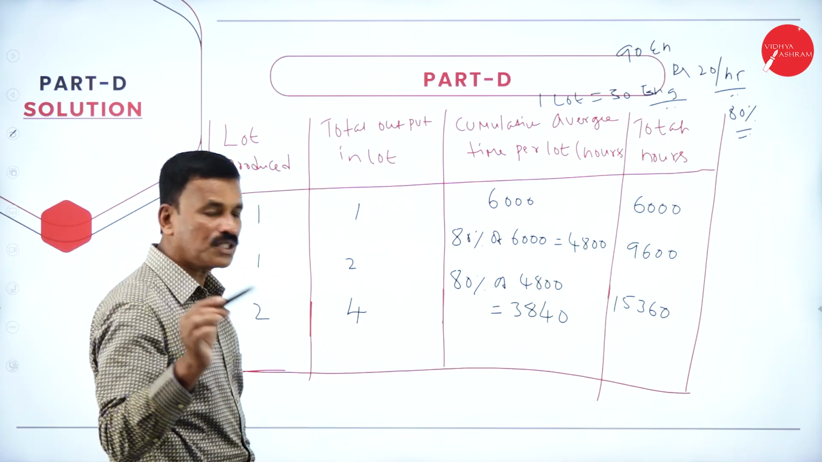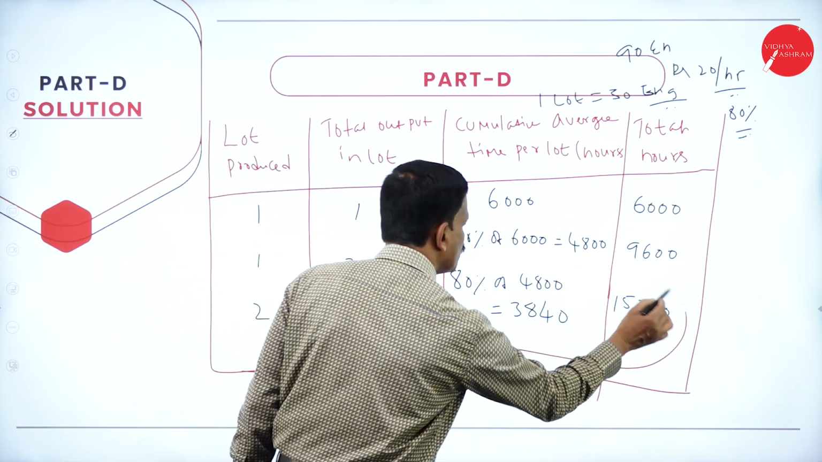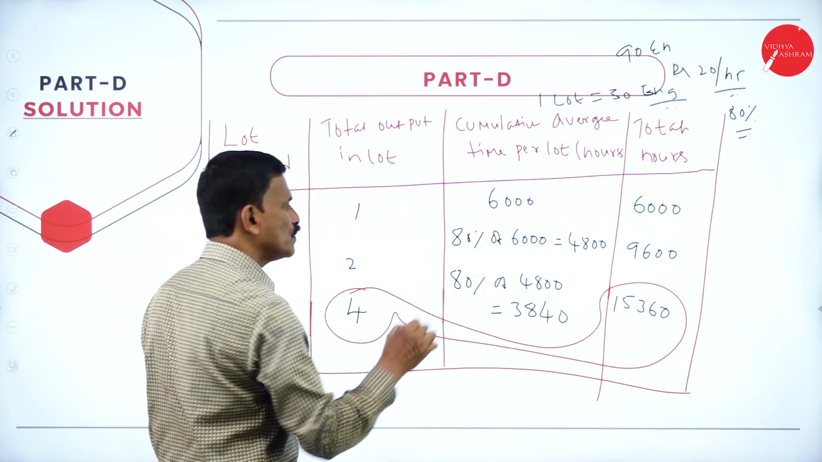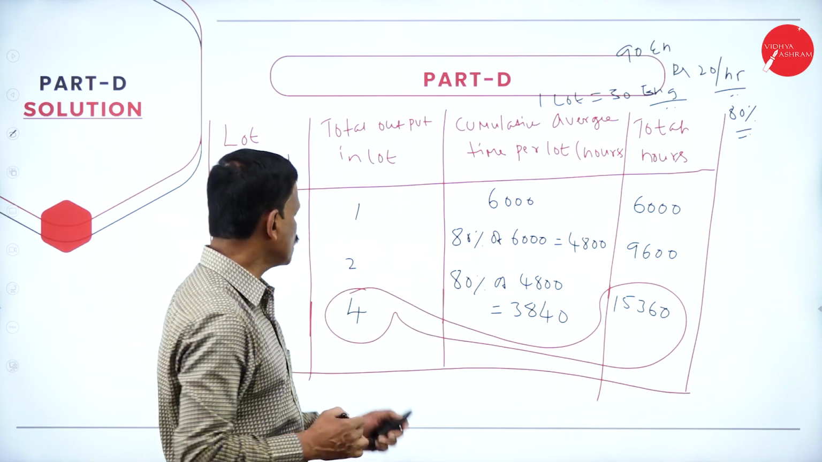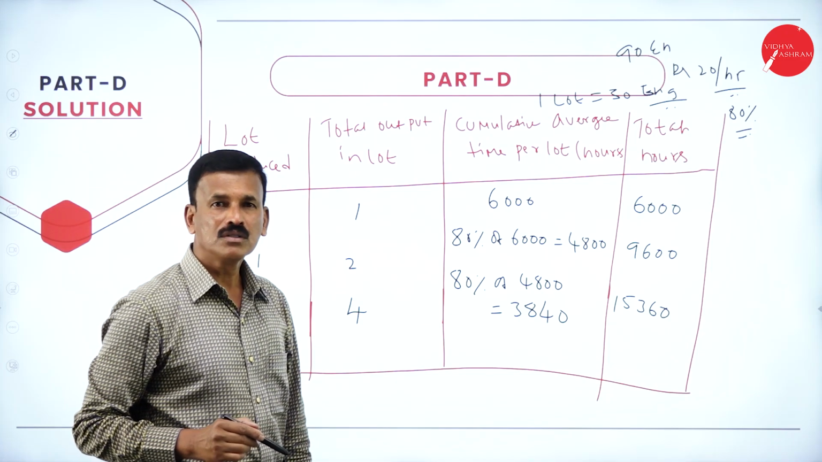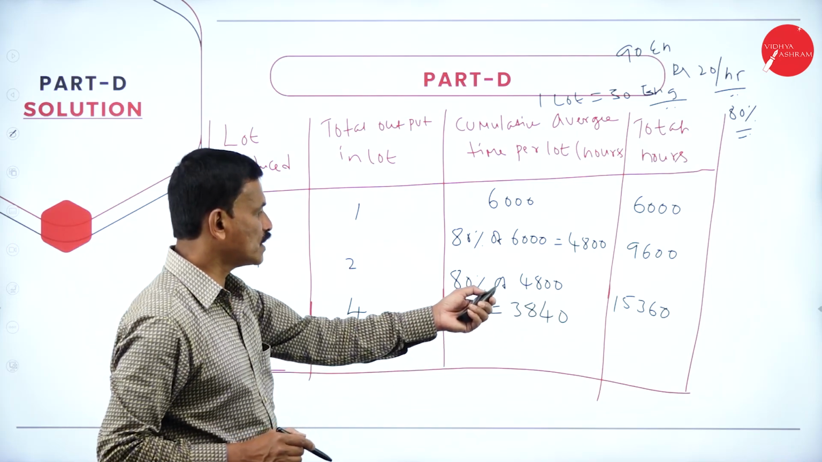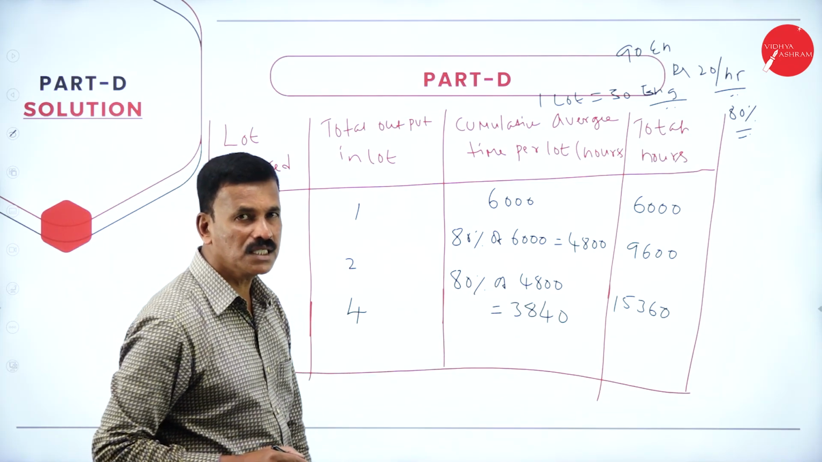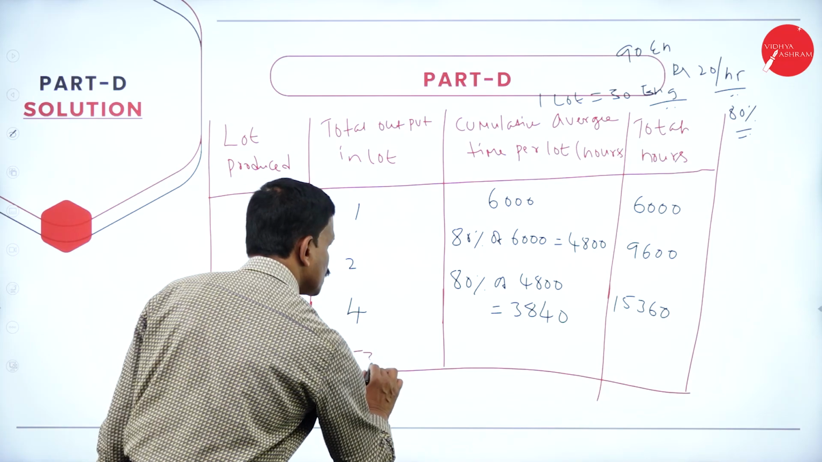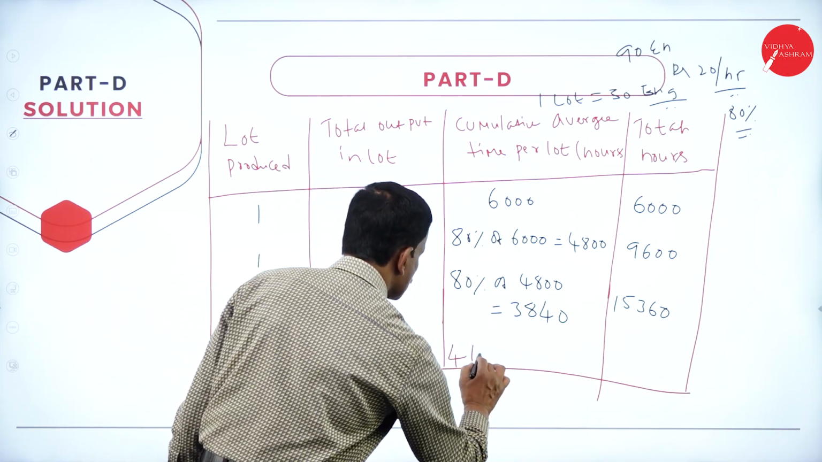15,360. So therefore, the total number of hours required to manufacture 4 lots is how many hours? 15,360 hours are required to manufacture the 4 lots.